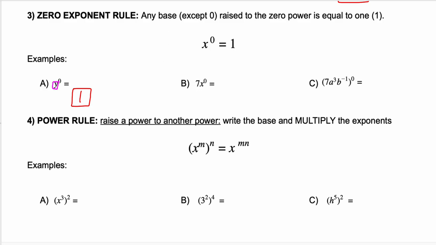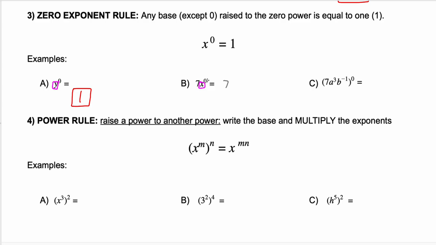On example B, we're looking at the exponent of 0. It says 7x to the 0. This exponent of 0 is only attached to the x. If it was attached to both the 7 and the x, you would need to utilize a grouping symbol like parentheses. There are no parentheses here, so this 0 is only attached to the x. What that means is that the 7 is not affected. That means we actually have to keep the 7 out to the side because we haven't touched it.